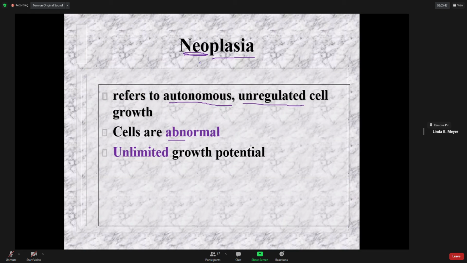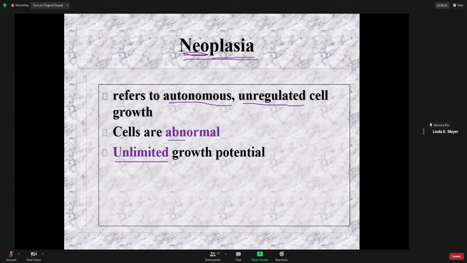And so when neoplasia develops, we'll see benign or malignant tumors form. In both benign and malignant tumors, malignant being cancer, the cells are abnormal. There's been a change in genetic material. And if neoplastic growths are not treated, they have unlimited growth potential. Even if the stimulus that triggered them is taken away, these types of growths just will keep growing and growing and growing.